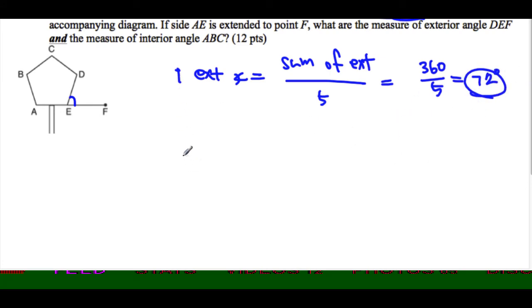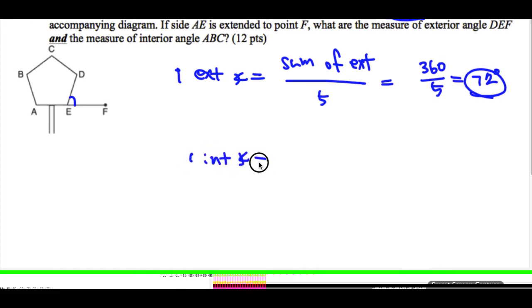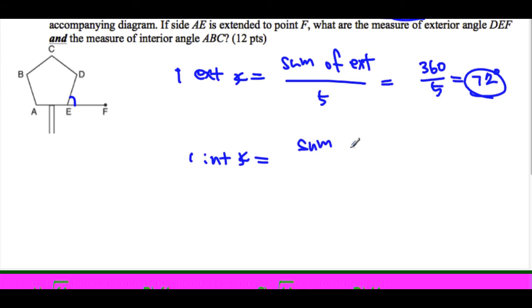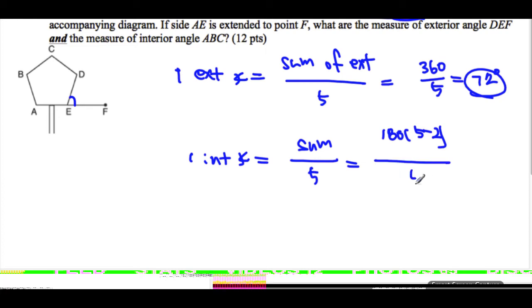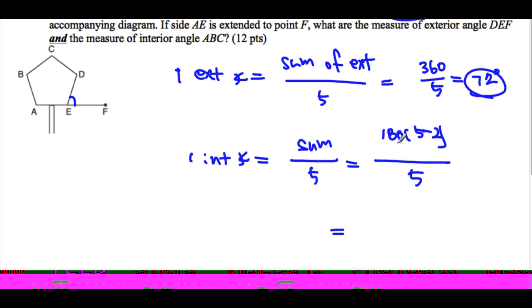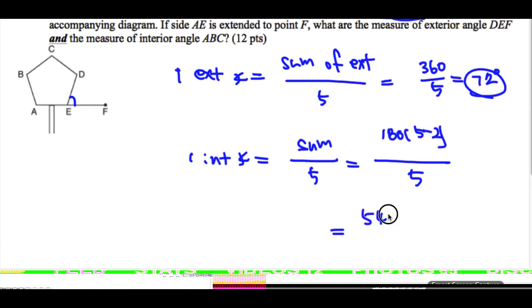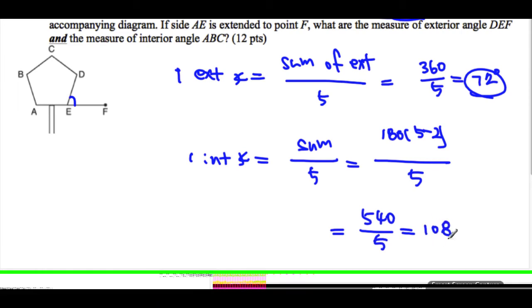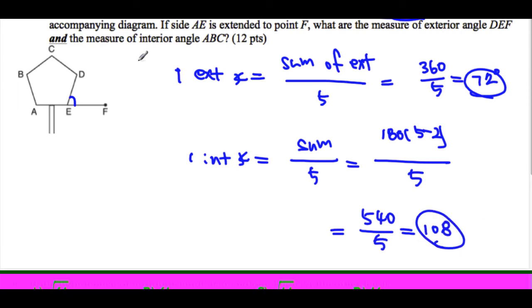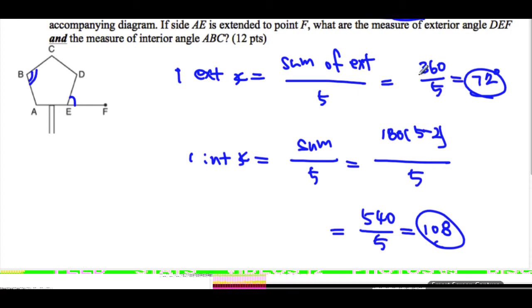How about the second one? One interior angle is, I need to find the sum once again, divided by 5. What is the sum? The sum is 180 by the formula, 5 minus 2, and I have to divide the whole thing by 5. What do we end up getting? 180 times 5 minus 2 becomes 540, divided by 5, which is equal to 108. So 108 becomes our final answer for this interior angle here, ABC.